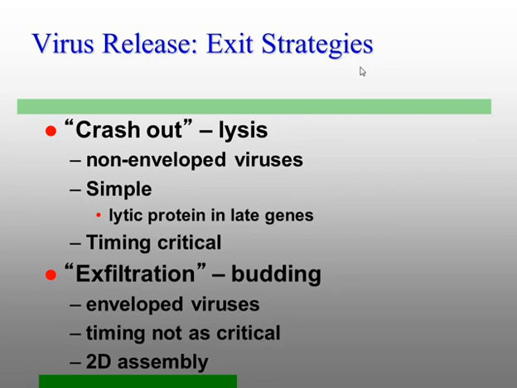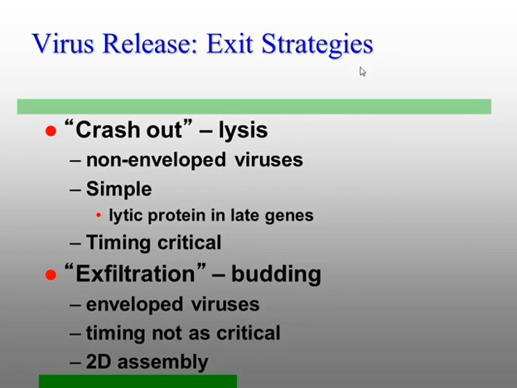Really quickly, how do viruses get out? Either blast open the cell completely. A lot of bacterial viruses, particularly bacteriophage T4, do this. In general, this is true for the non-enveloped viruses. It's really easy to do. How do you do it? You express something in your late genes that causes the cell to blast apart. So that works really quite well.